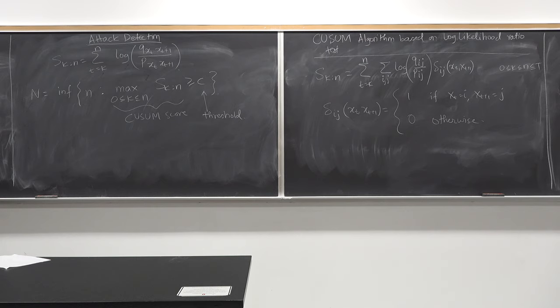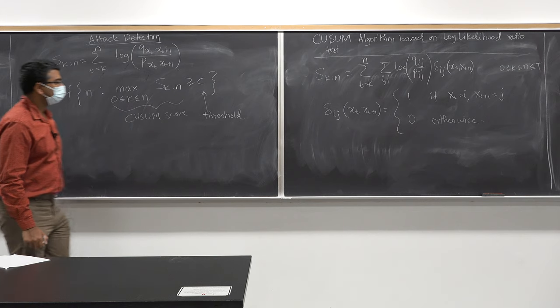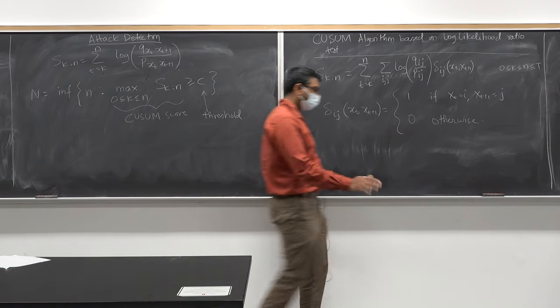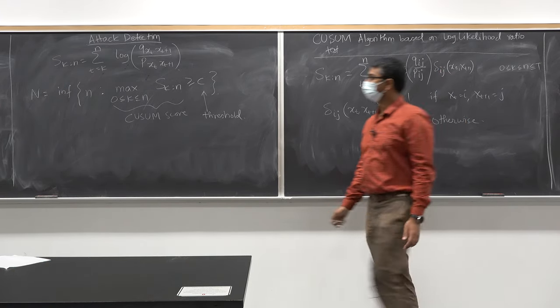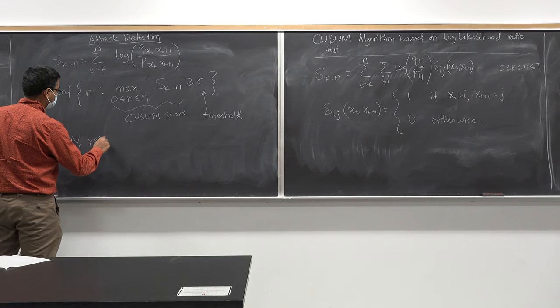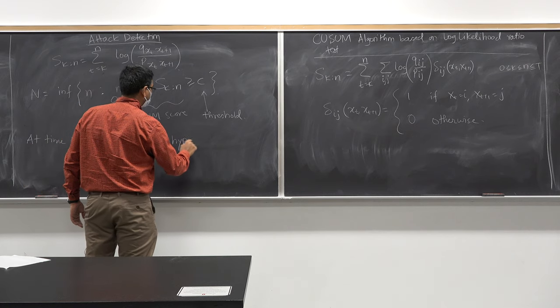So you're looking at n, and the first time this score becomes greater than the threshold, you raise an alarm that there is an adversary in the system, okay? Or with high probability, there is an adversary in the system. So you have rejected the null hypothesis. So at time n, reject the null hypothesis.